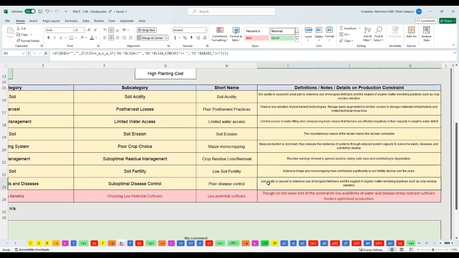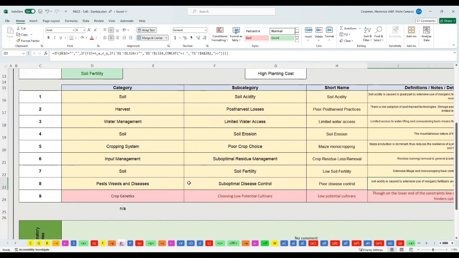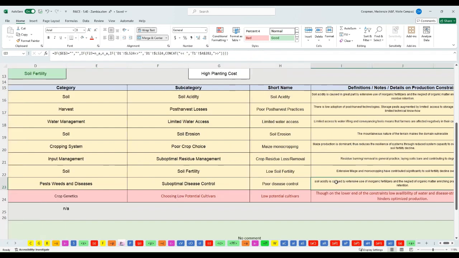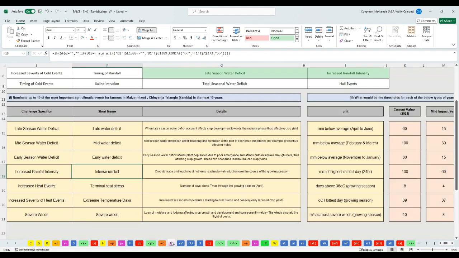The definition you've put is soil acidity is caused by extensive use of inorganic fertilizers and the neglect of organic matter enriching practices such as crop residue retention. So if you can either choose a different definition here or fix the categories to better reflect the definition, that would be much better. Just looking at these definitions here, that's good.